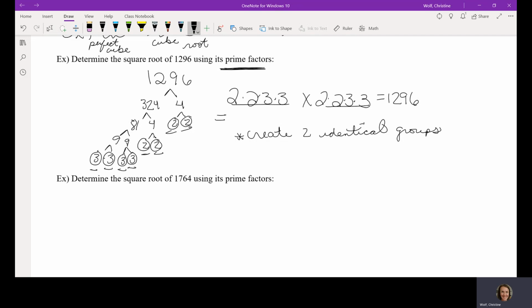Now I can actually solve this. What is 2 times 2 times 3 times 3? That's 36. So really, I got here 36 times 36 equals 1296. The question was asking, what's the square root of 1296? And we found the answer to be 36. Simple as that. So let's create two identical groups.